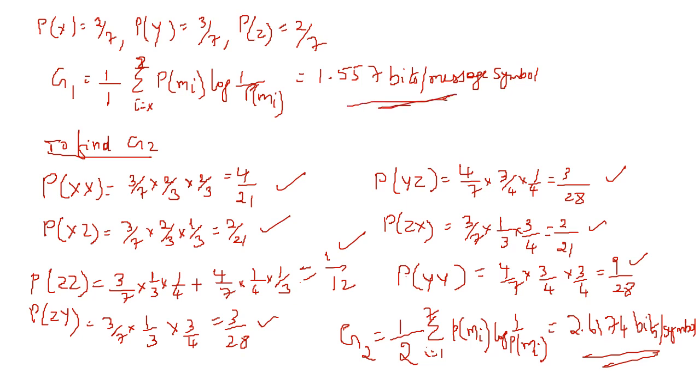So you have already got G1, which is 1.5 something. Sorry, this is not G2, this is your P of Mi summation. So G2 you are going to get as 1.3087 bits per symbol. That value you got was the entropy there. P of Mi into log of 1 by P of Mi is this, so you are going to get G2 as this value.